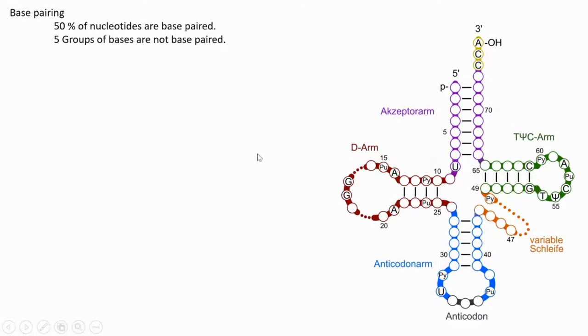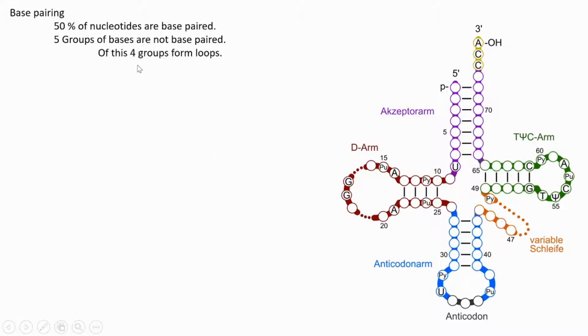Next, base pairing. Regarding base pairing, 50% of nucleotides are base paired. Five groups of bases are not base paired. I already told you that.